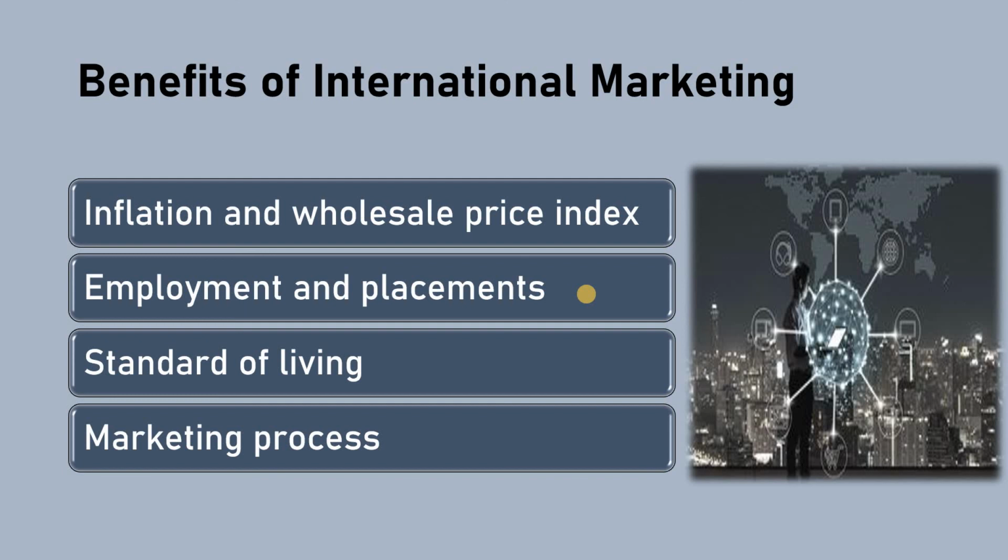Then comes your employment and placements. Now, tariff barriers and trade restrictions in certain countries contributed significantly to the Great Depression in the 1930s and have the potential to cause widespread unemployment again. Unrestricted trade, on the other hand, improves the world's GNP and enhances employment generally for all nations.